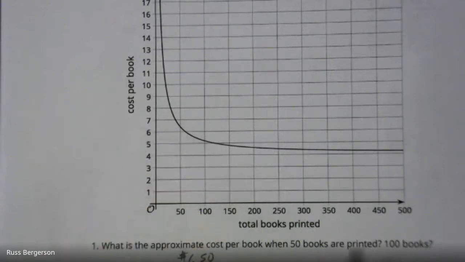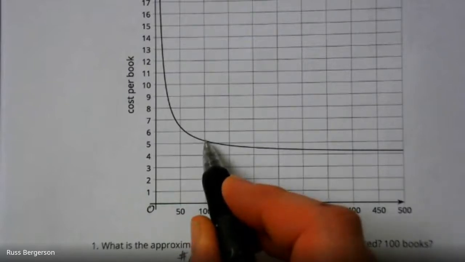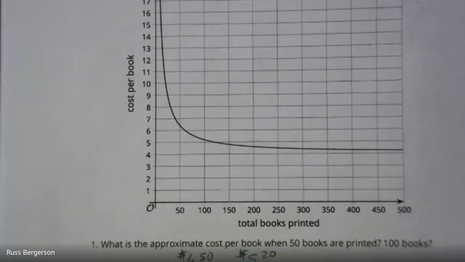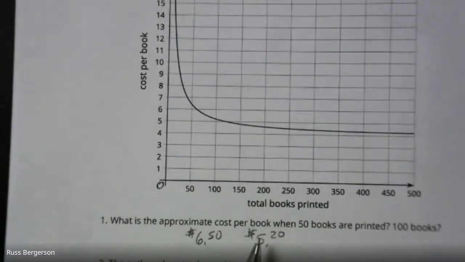Okay, 100 books. What would it cost per book if you printed 100 books? Well, here's 100. $5.20 or something, I don't know. Something like that, sure. And it does make sense. If you print more books, it's going to be less per book.